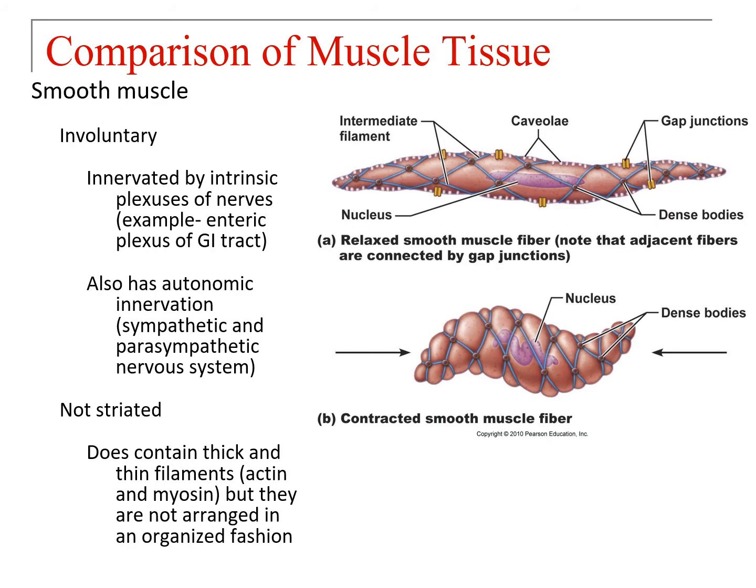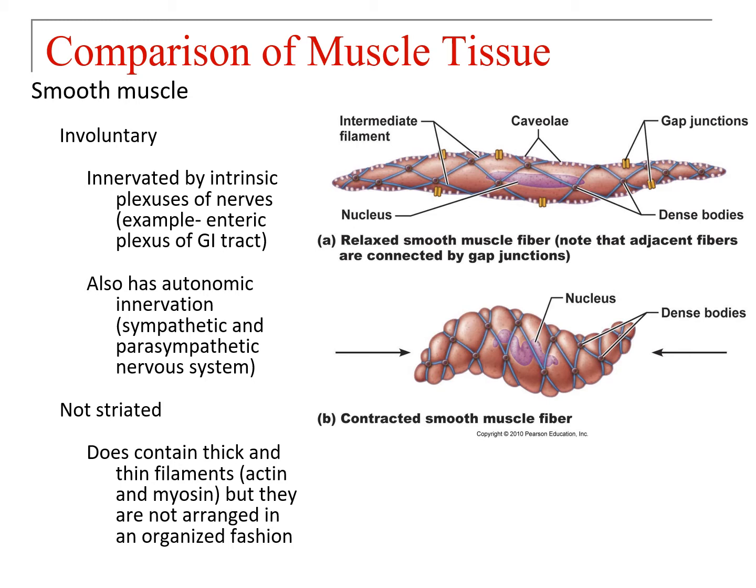So smooth muscle is involuntary. It's innervated by what are called the intrinsic plexuses of nerves. We'll learn more about that when we talk about the nervous system. It also has autonomic innervation, so sympathetic and parasympathetic fibers leading to it. It means that basically you're going to see different reactions during times of high stress and during times of low stress.